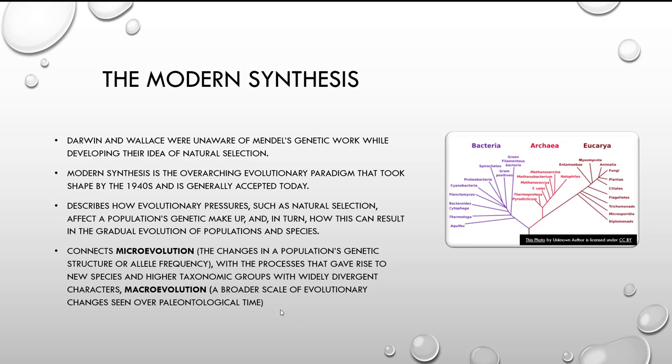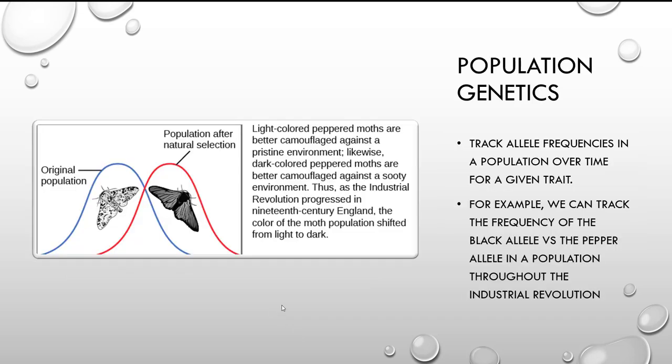And that brings us to population genetics. We've actually already talked about it a little bit with Hardy-Weinberg. Remember that equilibrium? We'll talk more about that. Population genetics is where we track allele frequencies in a population over time for a given trait. For example, we can track the frequency of the black allele versus the pepper color allele in a population of moths throughout the Industrial Revolution.